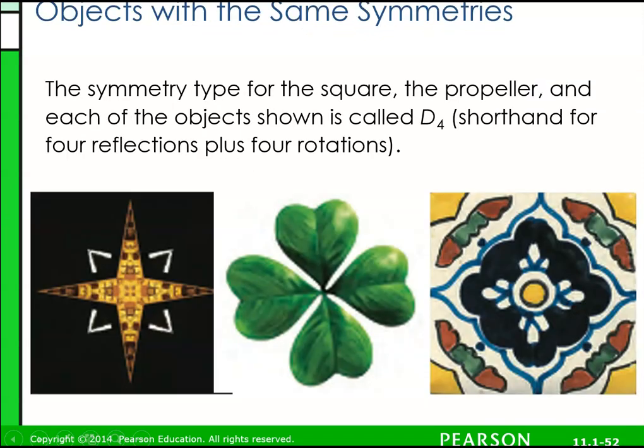All right, more examples of objects with the same symmetries. The symmetry type for the square, the propeller, each of the objects shown below would be D sub 4. So again, 4 reflections and 4 rotations. Hopefully you can see those: horizontal, vertical, and the diagonals. And they'd all have 90, 180, 270, 360 rotations, every single one of these.